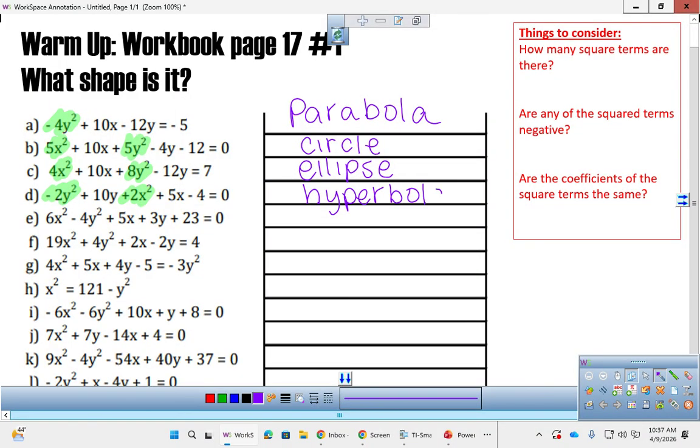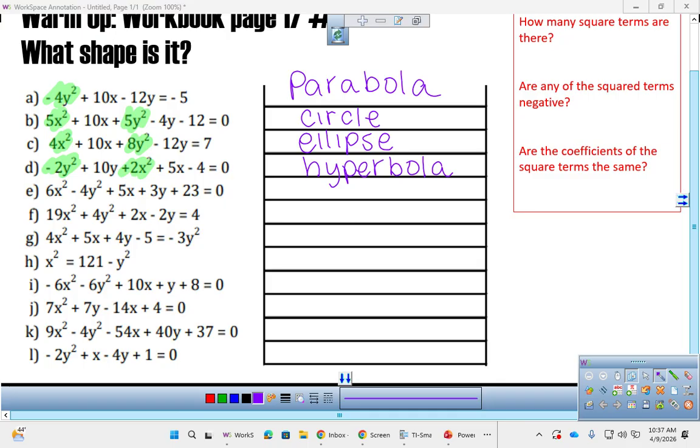All right, now that you've seen one of these, I'm just going to go through the other ones fairly quickly. So E is a hyperbola because there's a minus 4y squared. F is an ellipse because there's 2 squared terms and they're different coefficients, but they're both positive. Positive 19x squared, positive 4y squared, that's an ellipse.